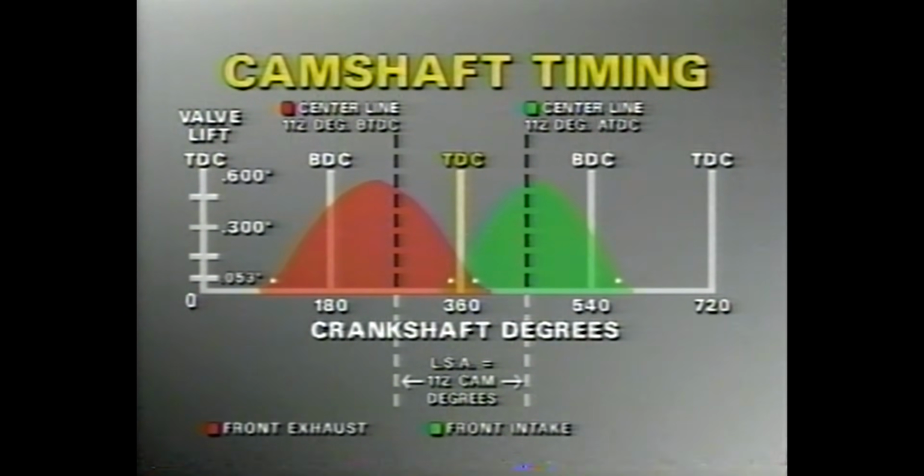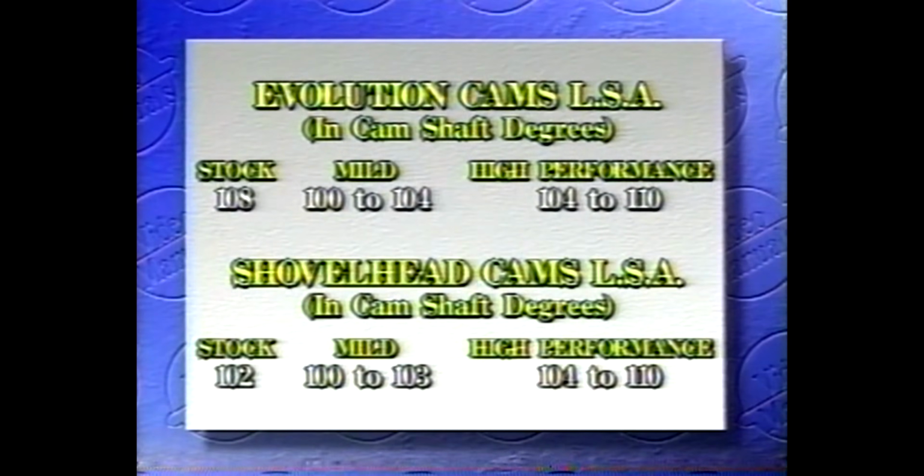Consider now the effects of a larger lobe separation angle. Our intake valve will open later, and our exhaust valve will close sooner. This reduced overlap will result in a drop in the intake manifold vacuum and a loss of cylinder pressure. Larger lobe separation angles will generally move our engine's power band up into the top end, giving us a flatter torque curve and better idling.